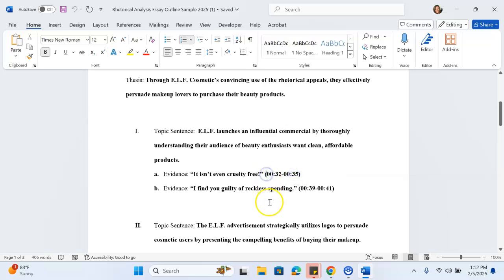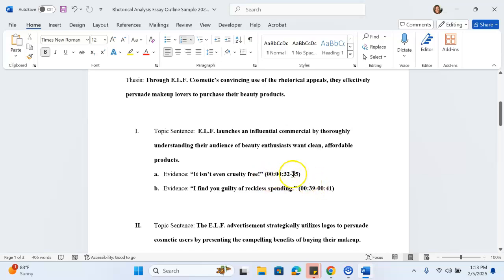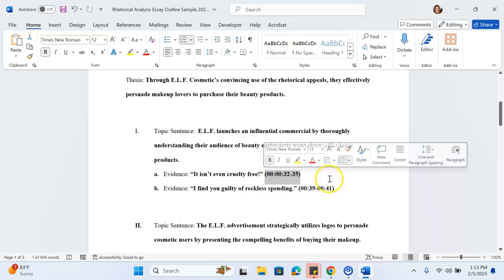Now, a quick correction here, the timestamps for this should look like this because it's a continuous 32 to 35 seconds. So it's in the 32 to 35 second mark, which means that we don't have any minutes indicated or any hours indicated. This is what a correct timestamp should look like. You will want yours to look this way.